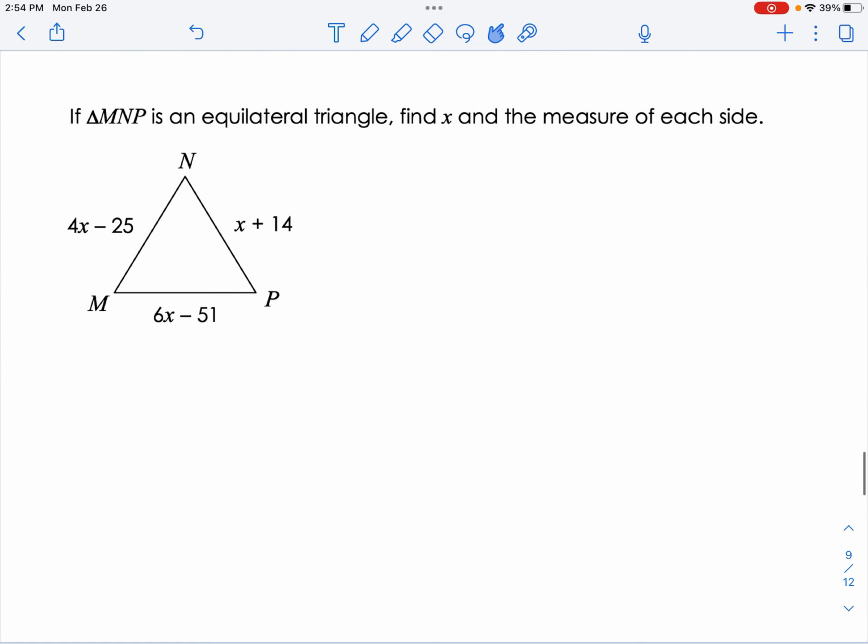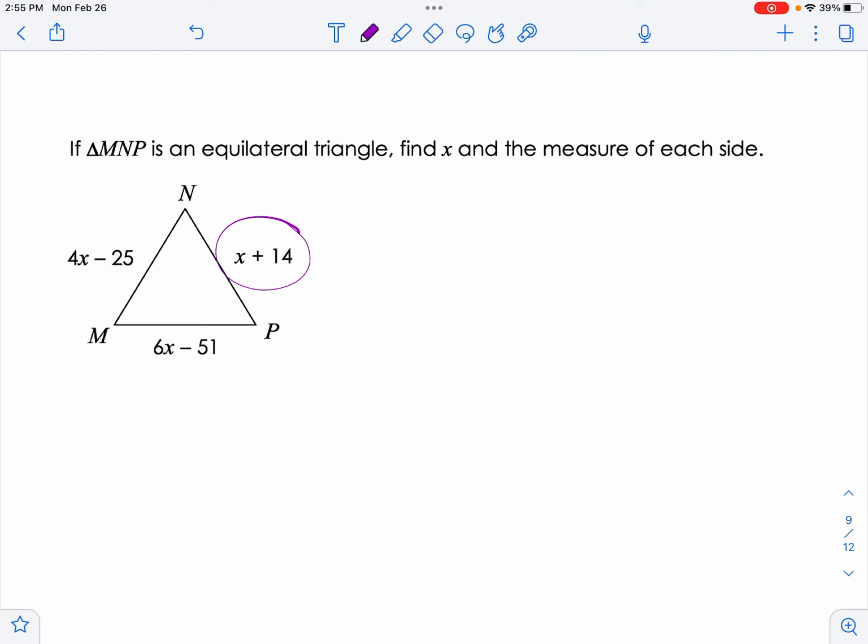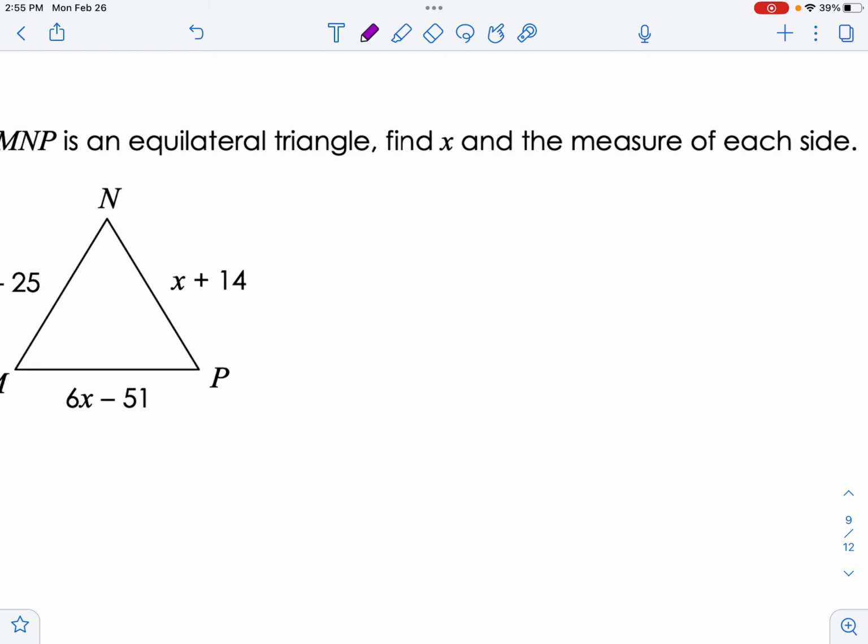Okay. So now just using some algebra. They're going to throw some algebra in there. So I want to do a couple of problems on that, and then that's it. If triangle MNP is an equilateral triangle, find x and the measure of each side. Okay, so we know that the sides are the same. So really, that means I can pick any two sides and set them equal to each other. I'm just going to pick this one and this one.